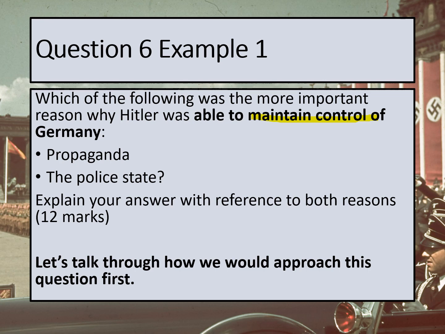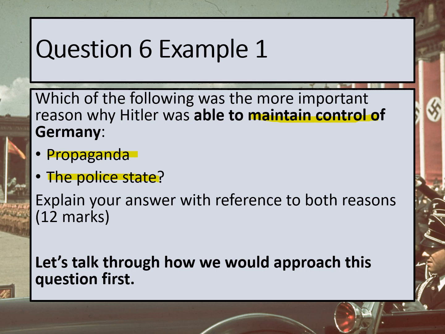So ultimately, when you think about control, you should naturally think of terror, propaganda and popularity, because they're the subheadings you've been looking at when you've been making your notes about control in Nazi Germany. But this question is only asking you about propaganda and the police state. Now, I know that the wording of that is slightly different, but police state is basically referring to terror.